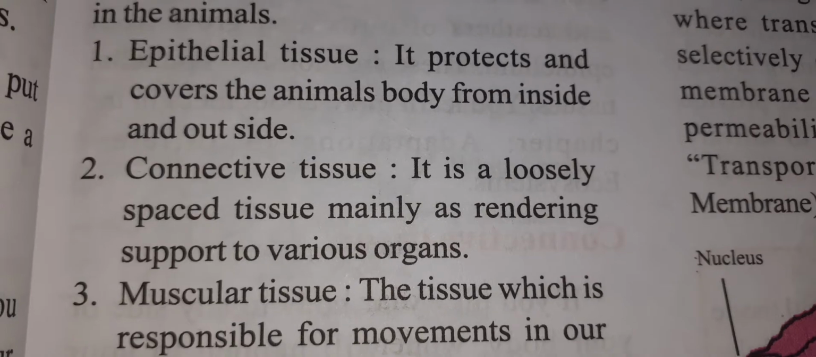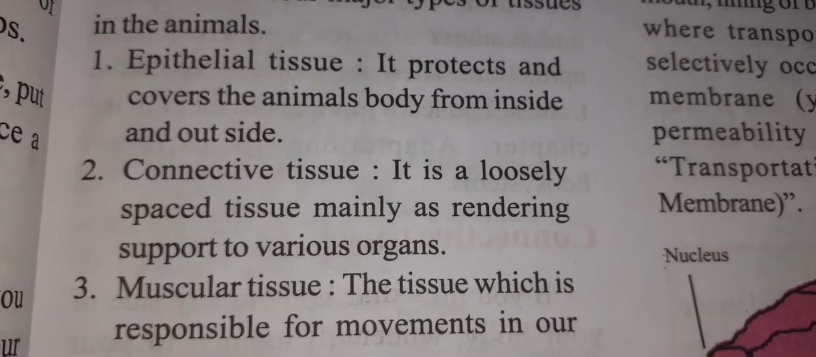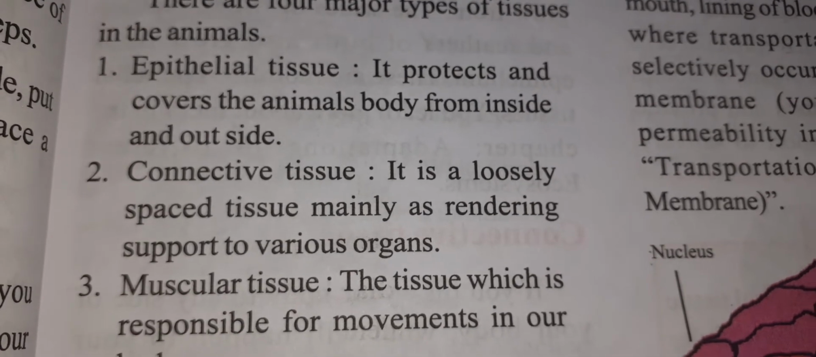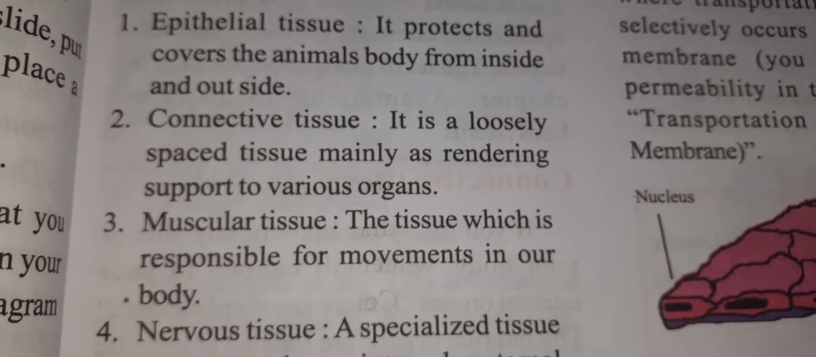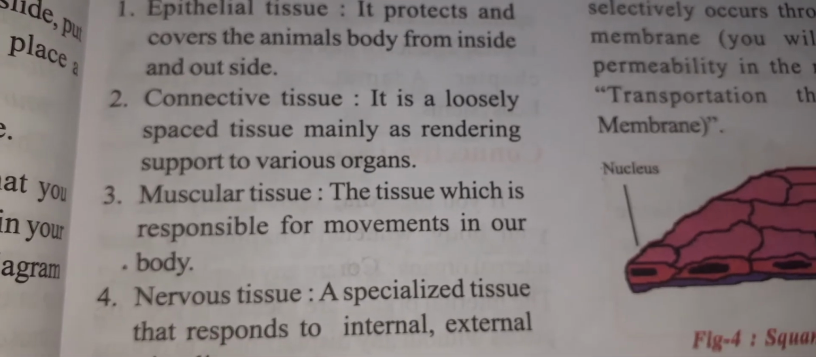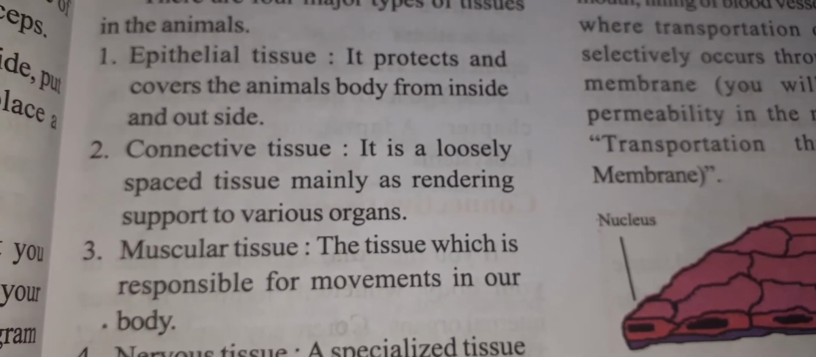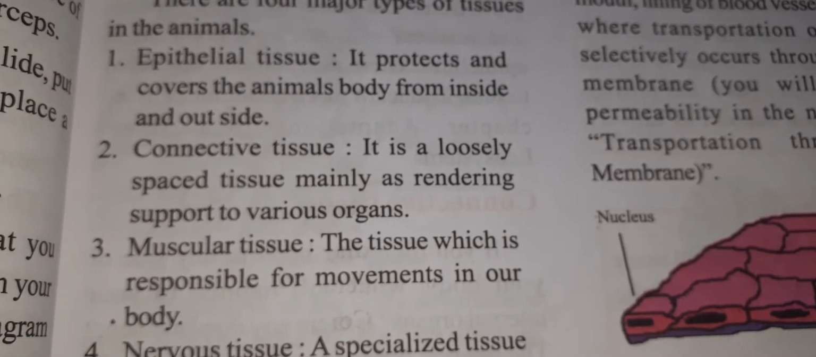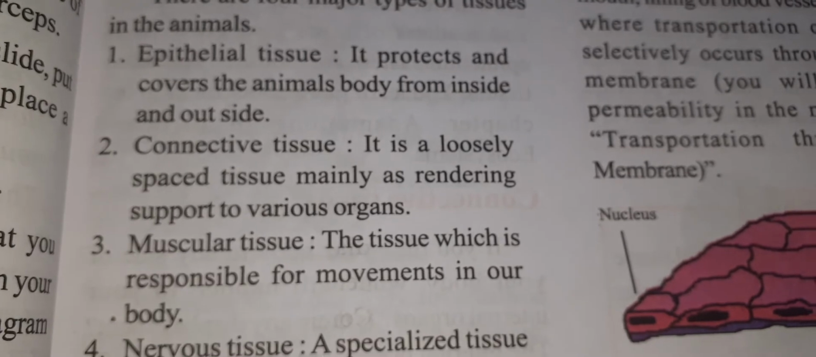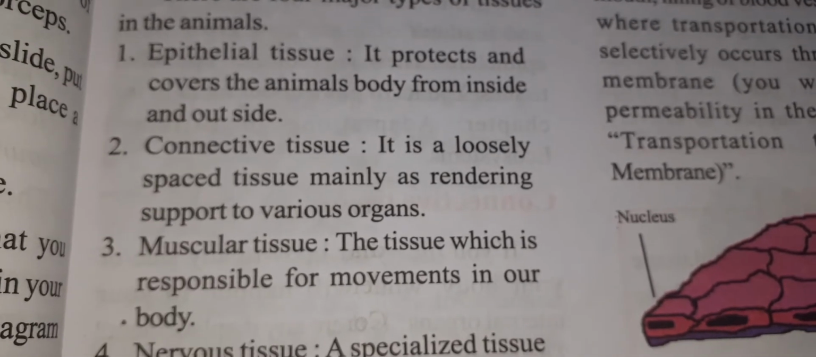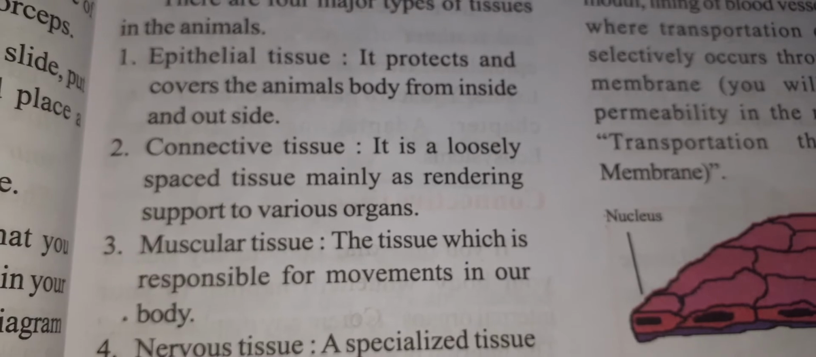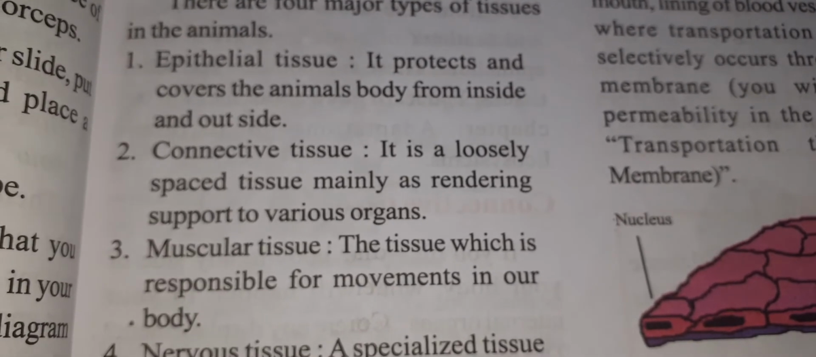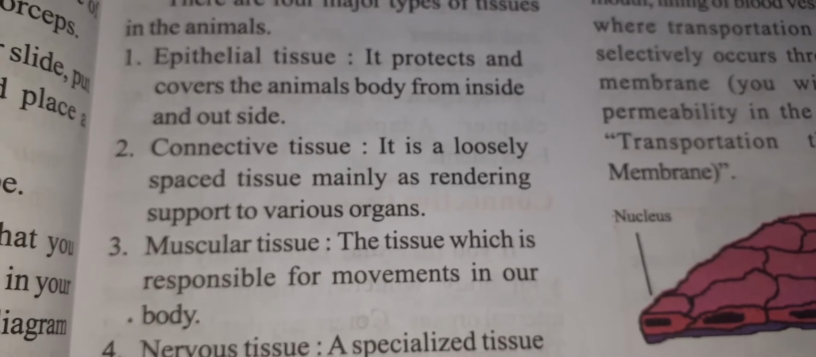Okay students, here we will discuss 4 tissues. What are those? There are epithelial tissue, connective tissue, muscular tissue and nervous tissue. Now we will discuss epithelial tissue first. It protects and covers the animal body from inside and outside. From outside it protects, and from inside also it protects us.